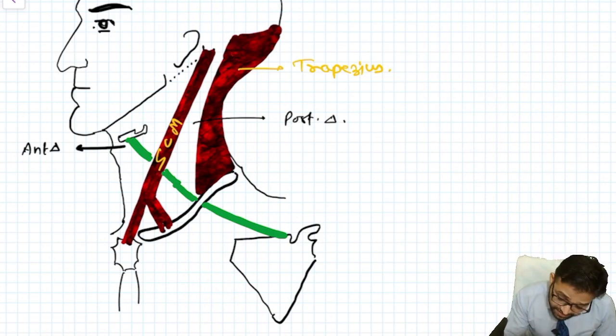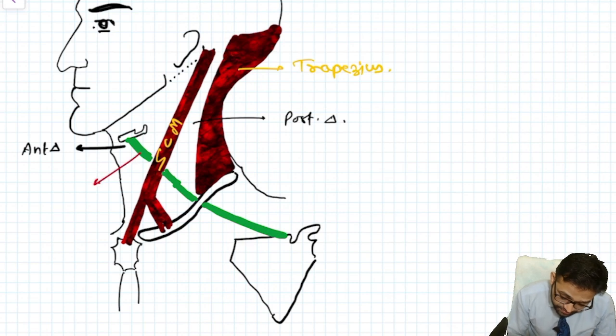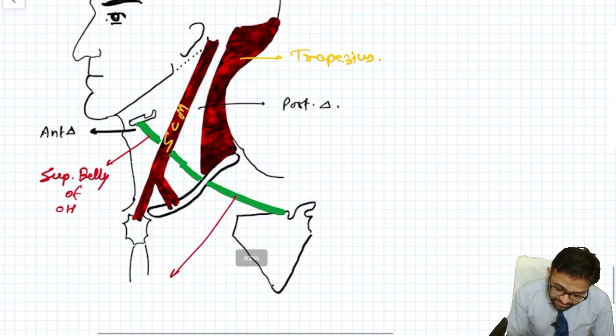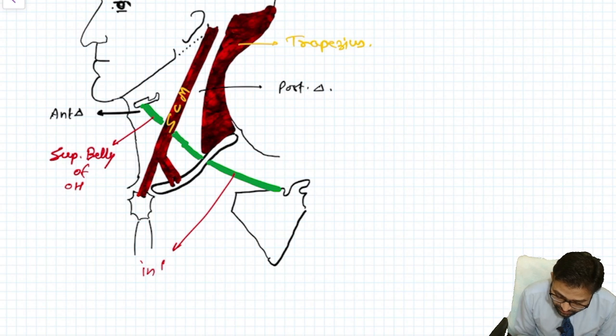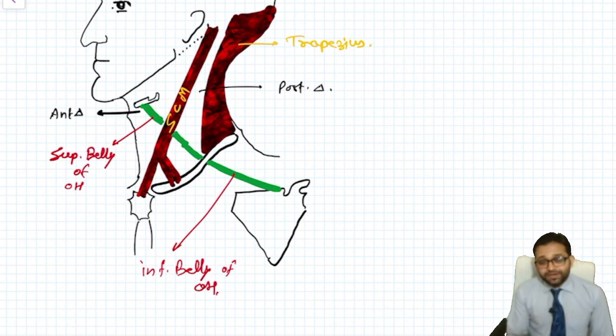Yes, this muscle is known as, what is the nomenclature? This is our superior belly of what? Omohyoid muscle. And in the same way, this another portion of the muscle is known as inferior belly of what? Omohyoid muscle. Getting the point?